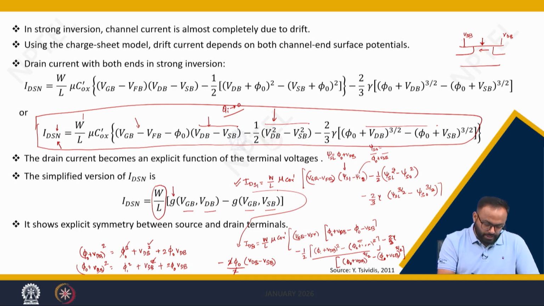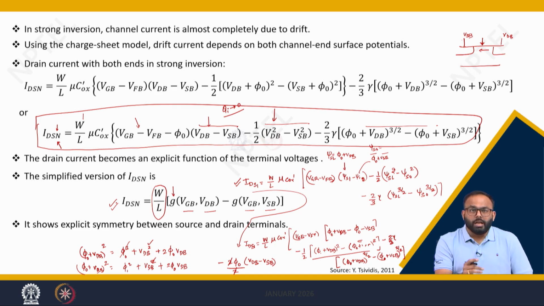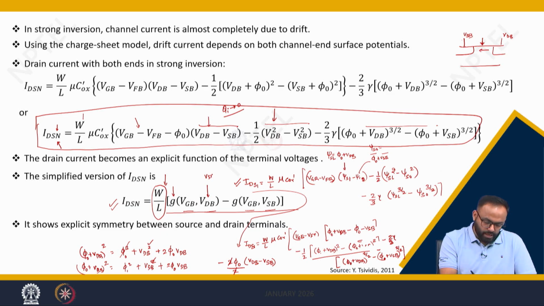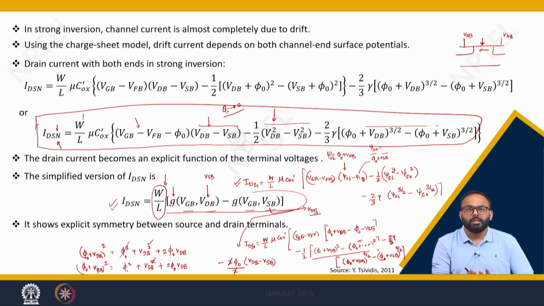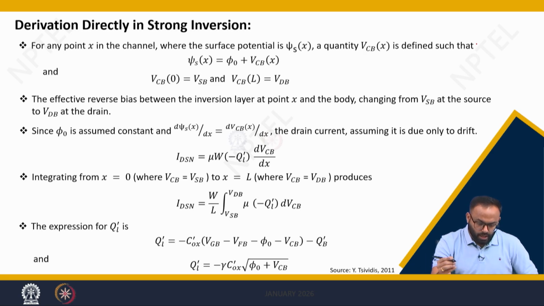So I can simply represent my current equation, considering that W by L is an aspect ratio, so I am taking it out and I can represent it in terms of this. The beauty of this equation is it shows the symmetricity of the device, meaning if here I replace by VSB and I replace by VDB, then drain and source ends will be interchanged. So that is what we generally say, that MOSFET is a symmetric device. The source and the drain terminal can be defined based on the applied voltages.